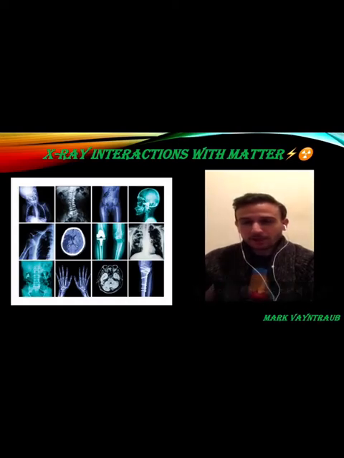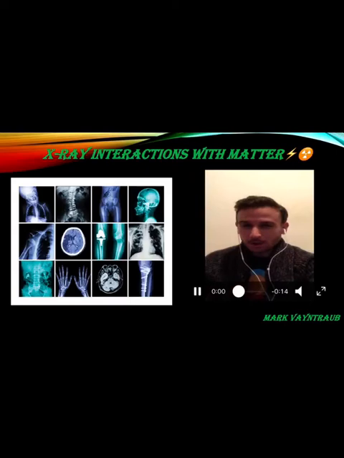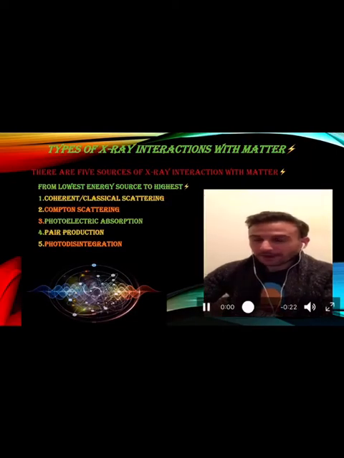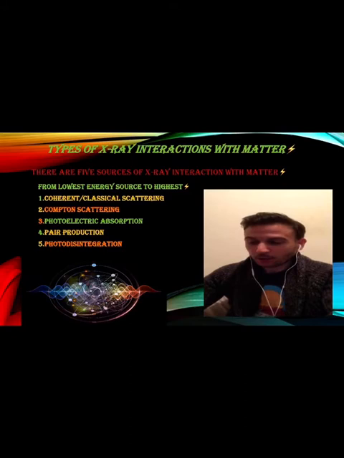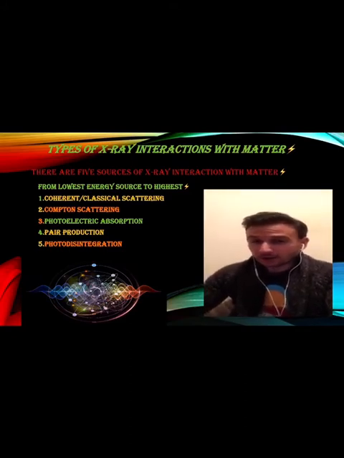Today's lecture, we're going to talk a little bit about physics, specifically photons' interactions with matter, typically any matter or a patient's body. There are 5 different types of interactions with photons and matter. From least to greatest, we have coherent classical scattering, Compton scattering, photoelectric absorption, pair production, and photodisintegration. The 2 higher sources that we don't use in diagnostic X-ray are pair production and photodisintegration. With Compton and photoelectric, we set the contrast that we use on our image.